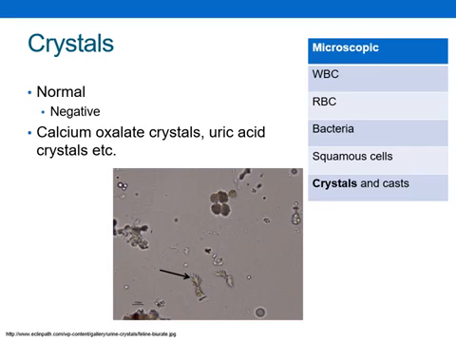Crystals are not normally found within the urine. However, if they do pop up positive, they can be helpful for diagnostics, as they can give you the source of where those crystals are coming from and what is forming those crystals, such as the calcium oxalate crystal or uric acid crystal, which gives you an idea of what's forming the crystal and what might be the cause of the crystal formation.